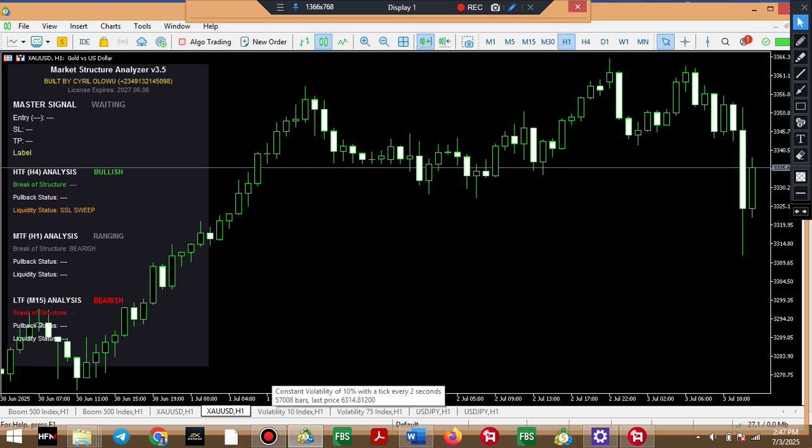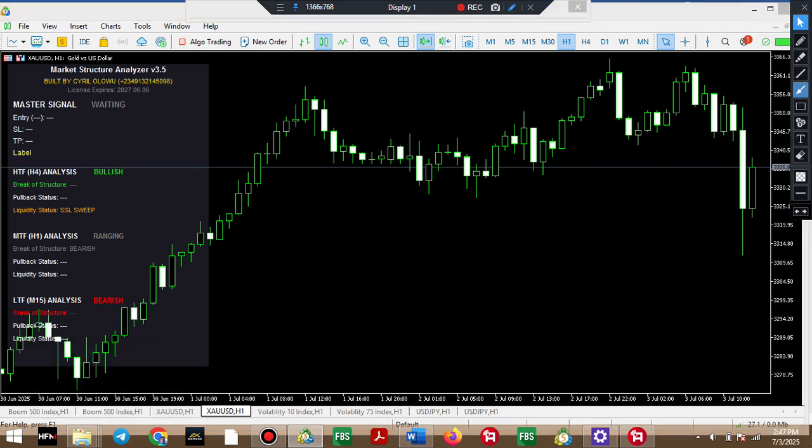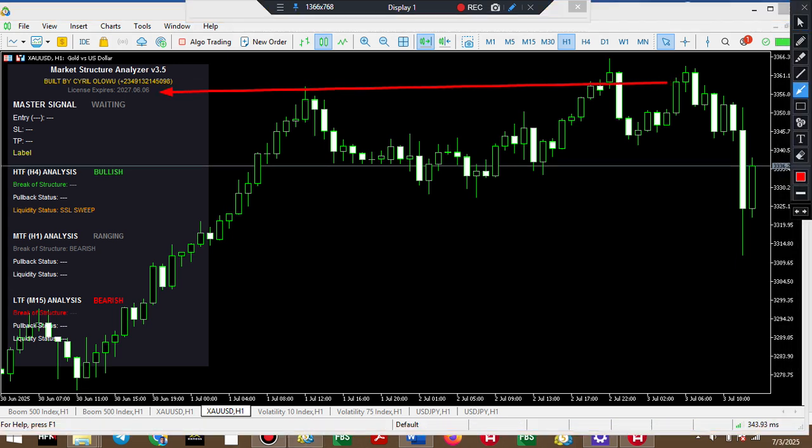Now, what is not in the written info? It is licensed. When you check here, it is going to tell you the license expires 2027-06-06. So it is a licensed software. I advise you, when you get it, make sure you use it for your own good, and make profit before deciding on what to do next.